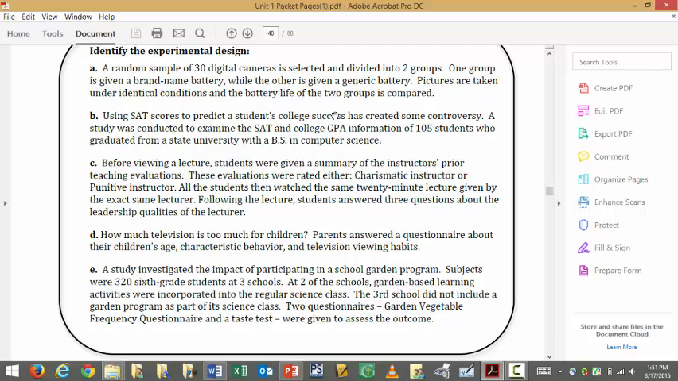However, if we look at the beginning of this situation, these groups are being divided again. There's one group that's doing the garden-based learning, one group that's not. So there's a treatment being imposed on the 2 different groups. The fact that there are treatments and that they are separating things into groups, that's an indication, again, that Part E is another experiment.